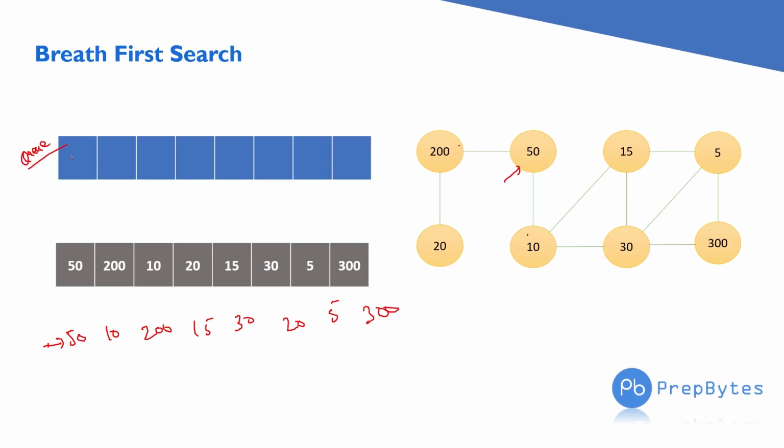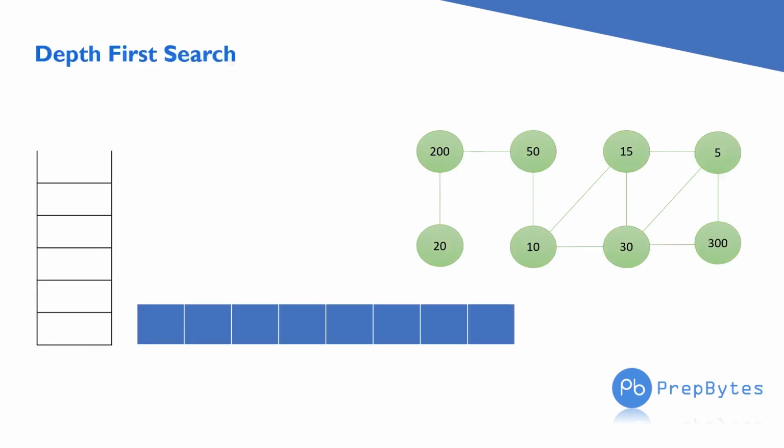So we will use recursion in depth first search. So this is depth first search. Now we will start with 50 only. We are not printing it, not now.